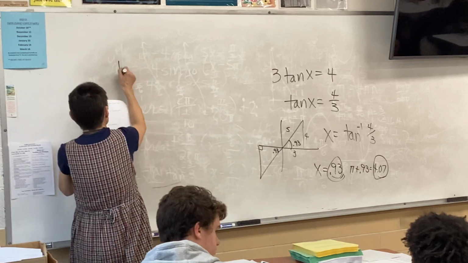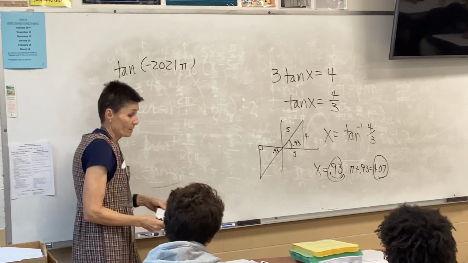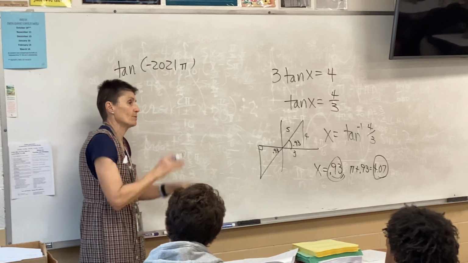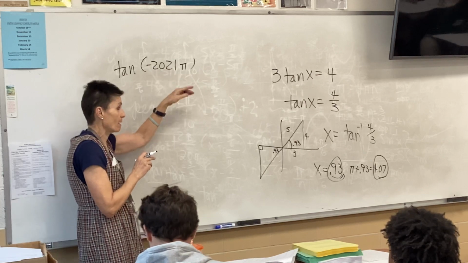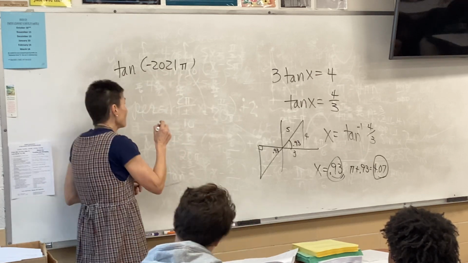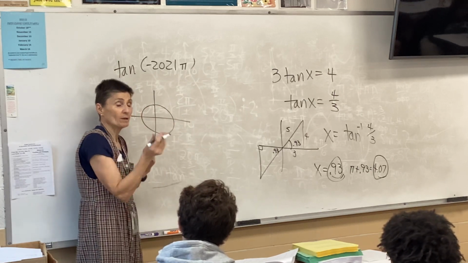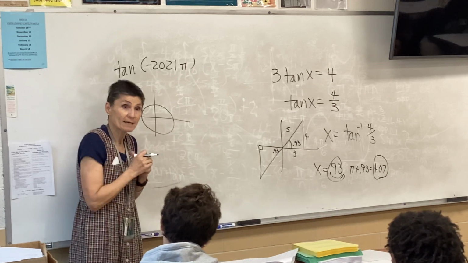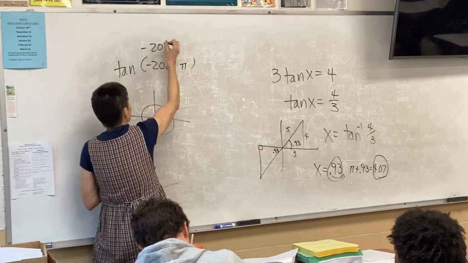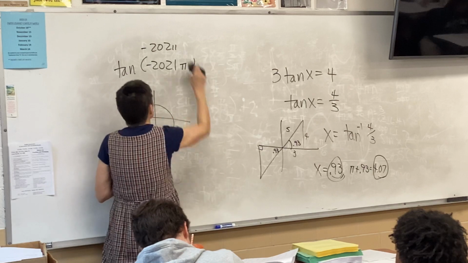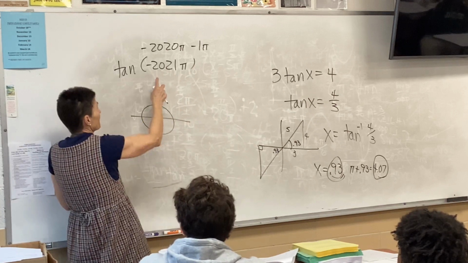All right? So tan of negative 2021 pi. Now, wait a minute, Miss Ford, you're not letting me use a calculator. Yes, I'm not. Think about this angle. Yes, that's a big number. But think about it for a minute. Every time I go around my circle, it's 360 degrees, but it's 2 pi radians. So what if I thought of this as negative 2020 pi minus another pi?